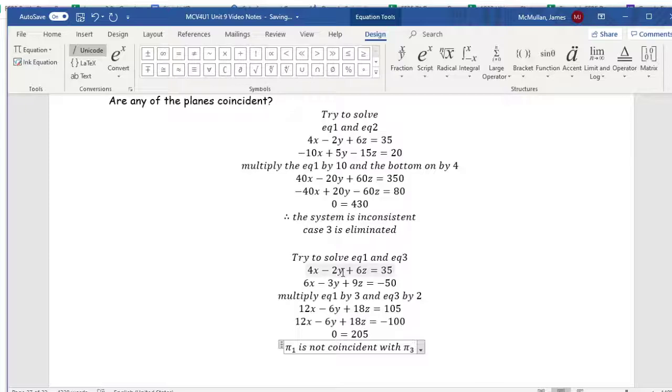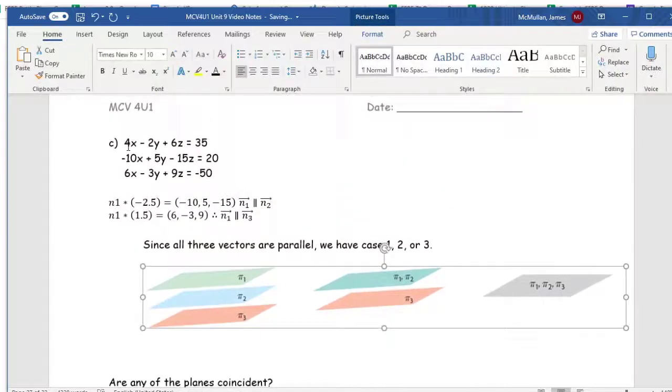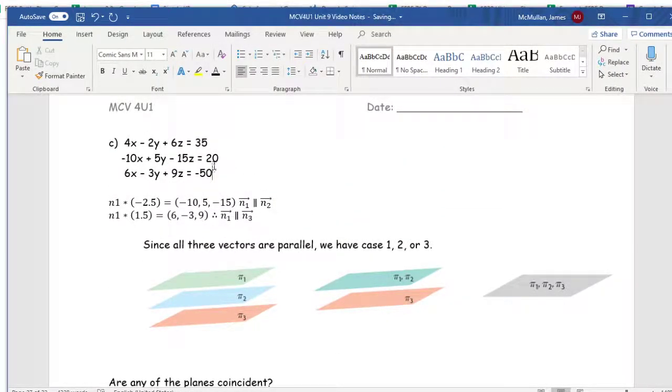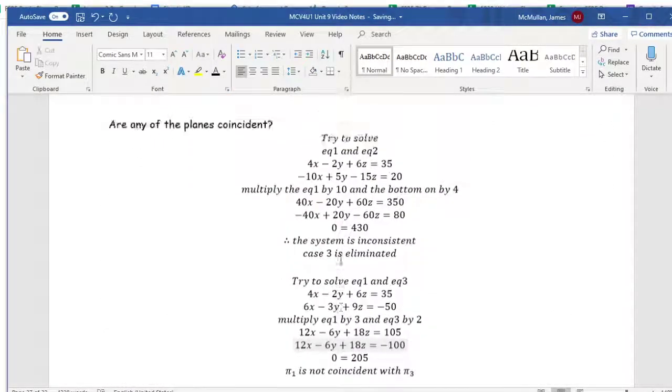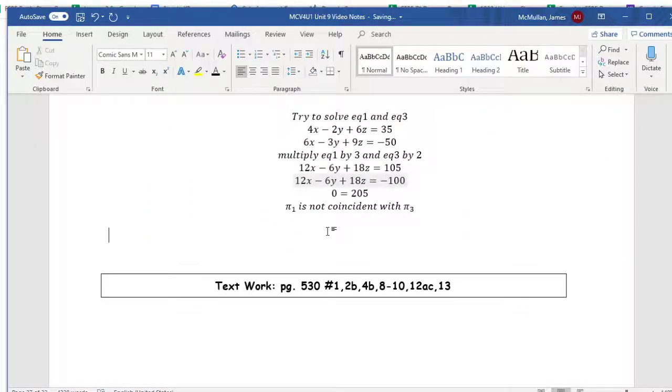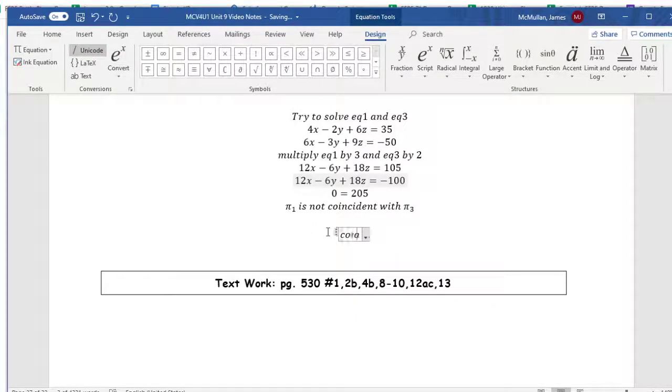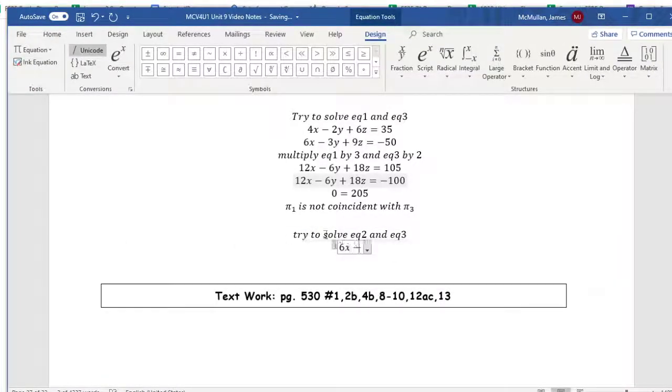Okay, so what we just did, we showed that pi 1 is not the same as pi 3, but there's still the possibility that pi 2 and pi 3 are the same. I mean, they're not because you can just kind of look at them, but let's just be thorough. Okay, so let's compare. So try to solve EQ2 and EQ3.